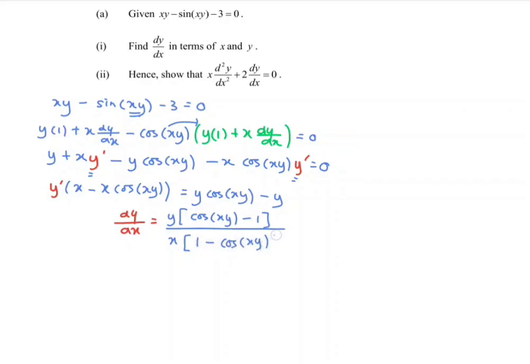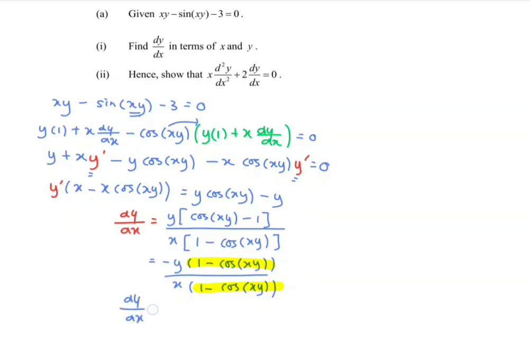So notice that we have the common terms if we factor out the negative. So here we will have negative y times (1 minus cos(xy)) over x times (1 minus cos(xy)). So notice that we have the common terms. So we can simplify, and as a conclusion, dy/dx equals negative y over x. So that is the answer for number 1.